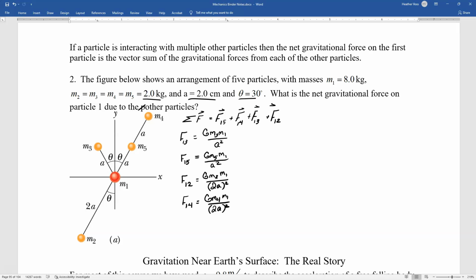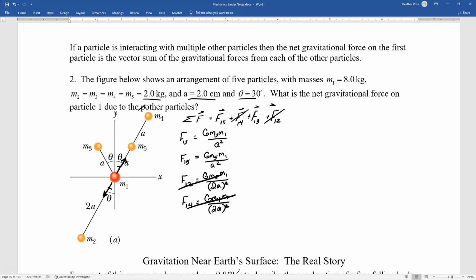Now, these forces, we're just going to look at mass 2 and mass 4. Forces here are pulling mass 1 this way and this way. Because mass 2 and mass 4 are the same, we're dealing with forces that are equal in magnitude, opposite in direction. So those are pretty much going to cancel out in our addition, because they are equal in magnitude, opposite in direction. So 2 and 4 are going to cancel each other.